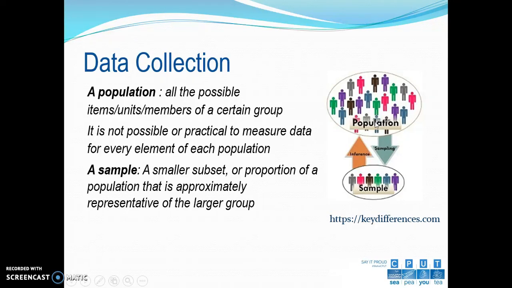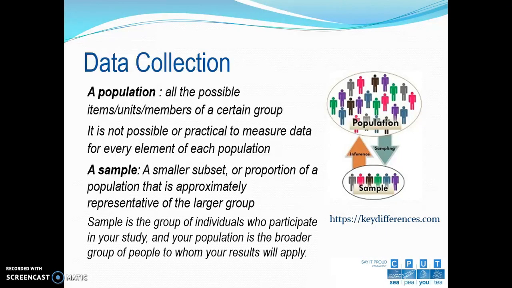This picture from keydifferences.com shows the difference between a population and a sample. As I have said, a population is the entire members of a certain group, whereas a sample is just a representation of this population. Remember, ethics is important. The sample has to be a true representation of the population.